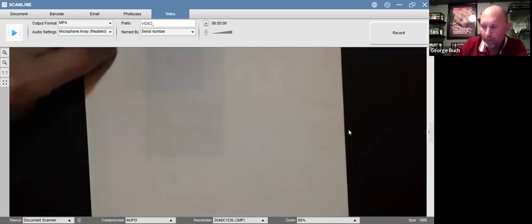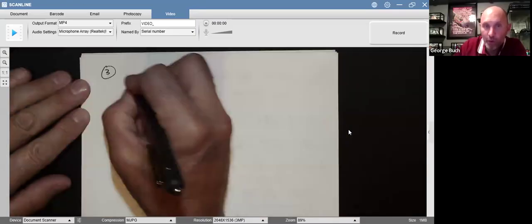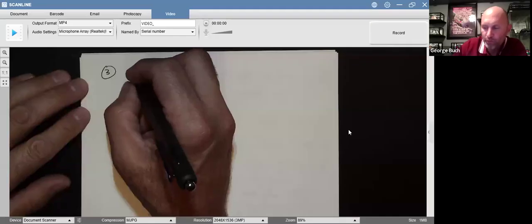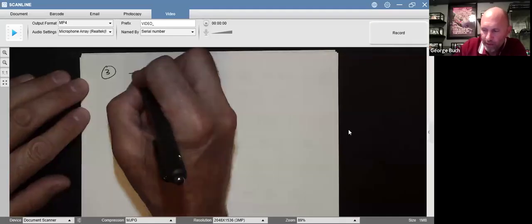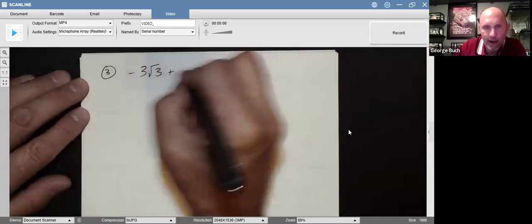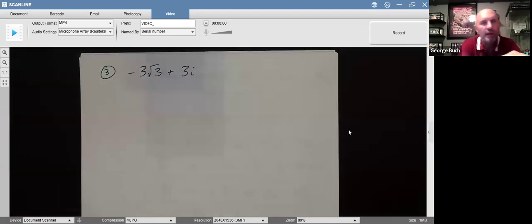Third one, and as I said, my recommendation is when I give you this, hit pause, try to work it yourself and make sure you can do these. So you have negative 3 root 3 plus 3i. So go ahead and hit pause. I'm going to hold on here for a second, work it out, come on back, see if you got the right answer.